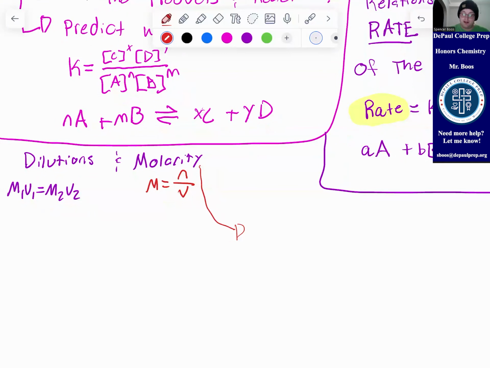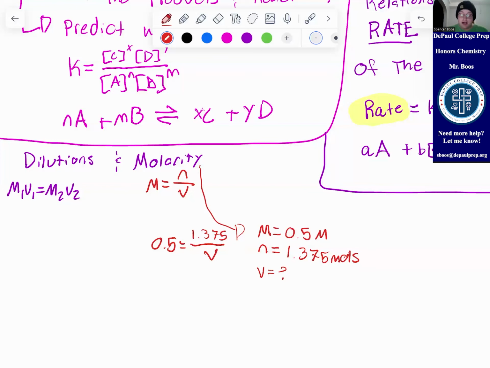Let's say that the molarity of this solution is, so M is equal to 0.5 molar, okay? Let's say that the moles of this solution is equal to, let's say, 1.375 moles. And I want to find the volume in liters. Okay, so we plug this into our equation. 0.5 is equal to 1.375 over V. The question is, how can I solve for V now?